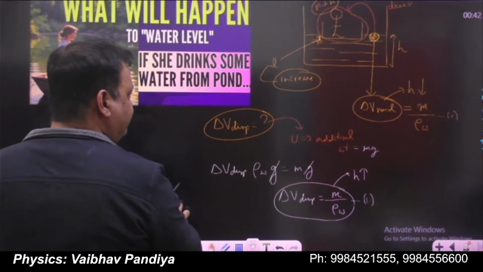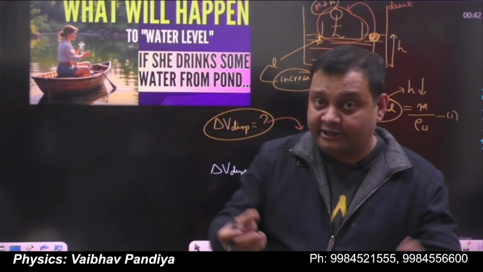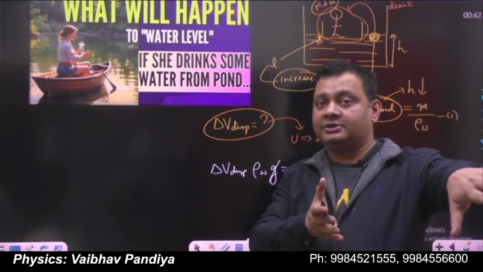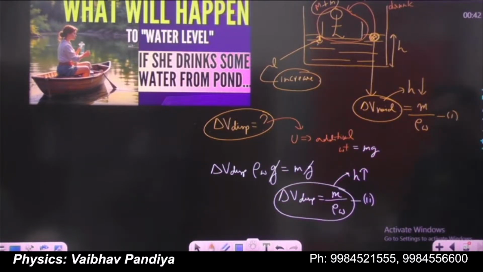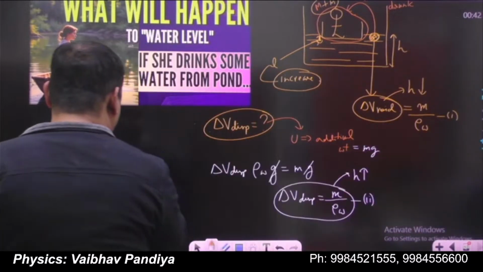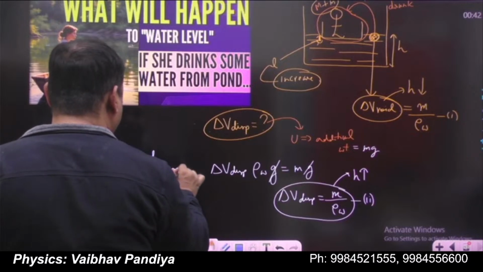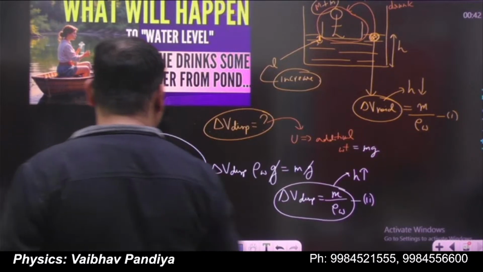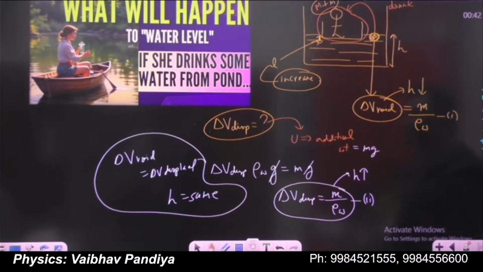Now you can see the volume which was getting free in the lake by the removal of water and the volume which is getting further displaced when she is drinking that amount of water come out to be the same. Delta V void is equal to delta V displaced, and since delta V void is equal to delta V displaced, H will remain the same. There will be no change in the level of water in the pond.